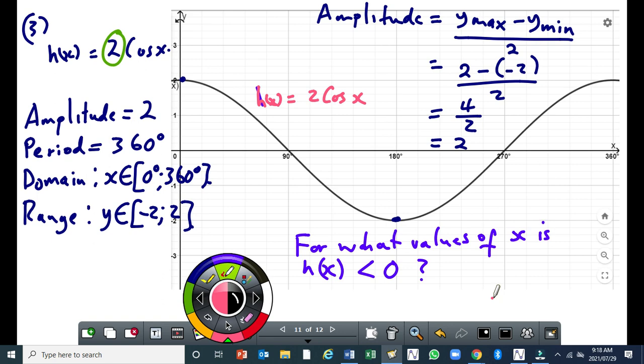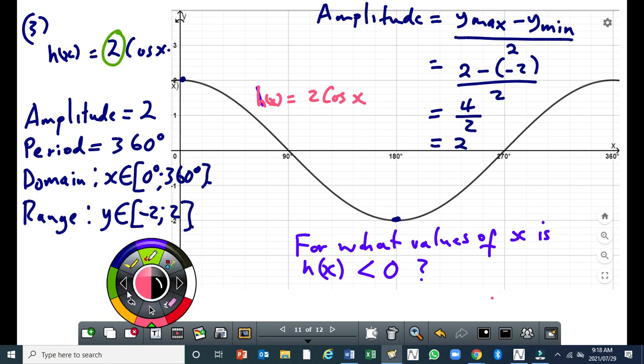Alright, first thing we need to remember is that this h of x is equal to y. So this inequality h of x is less than 0 can be written as y is less than 0. Alright? So if you look at the graph, where is y less than 0? It will be below the x-axis. Okay? So we are talking about from here up to there. Alright?